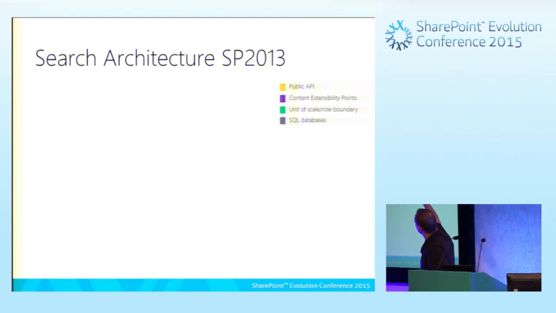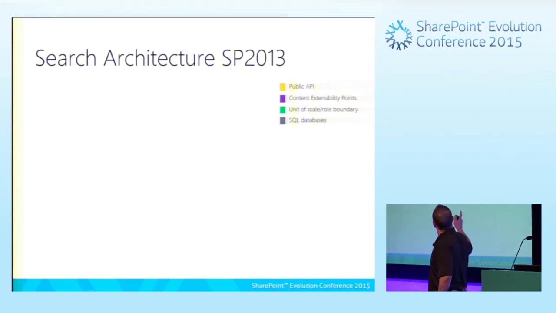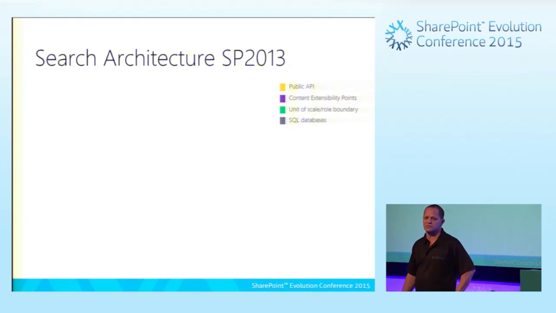In the top right, you'll see we talk about the color coding. That's just the key for it. Public API, content extensibility points you'll see in blue, and then unit of scale, the boundaries you'll see in green, and then obviously the databases themselves you'll see in brown, a dark gray or a black.